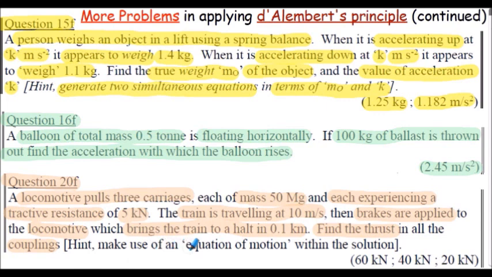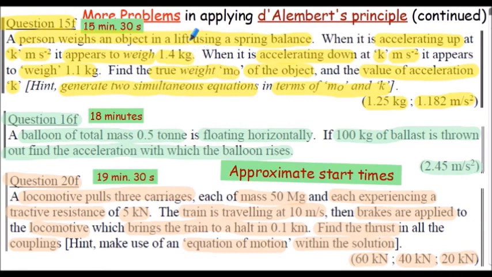There's a hint in the question to make use of an equation of motion, or SUVAT equations as they are sometimes termed, within our solution. So here I would expect to use 3 free body diagrams, firstly to indicate the 3 carriages connected together, so the force required in the coupling for the 3 carriages, then a free body diagram of 2 carriages, and a free body diagram of 1 carriage. And that will allow us to work out the thrust or the force in the various couplings between the carriages. And for your reference, the approximate start times related to the solution for question 15F, question 16F, question 20F are shown here.